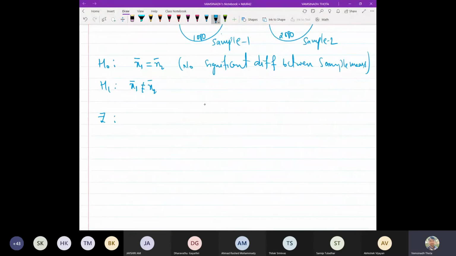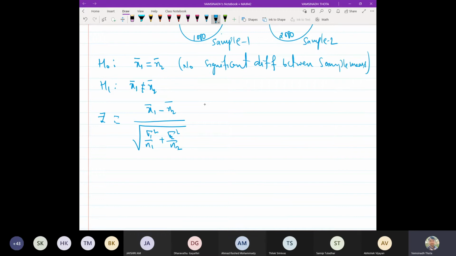What is the test statistic? The difference between the sample means, x1 bar minus x2 bar, upon the standard error of the difference between the sample means. It is given by the square root of sigma 1 square upon n1 plus sigma 2 square upon n2. N1 is equal to 1000, N2 is equal to 2000, that is also given.